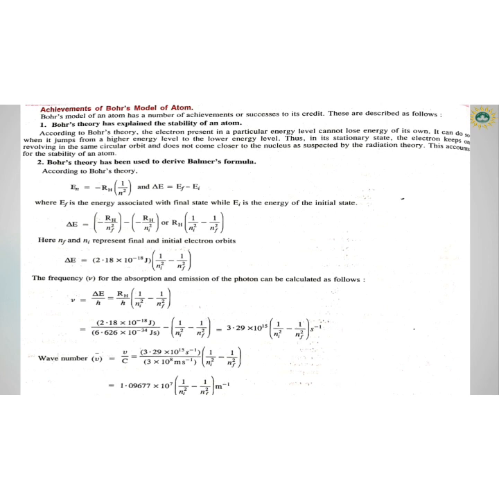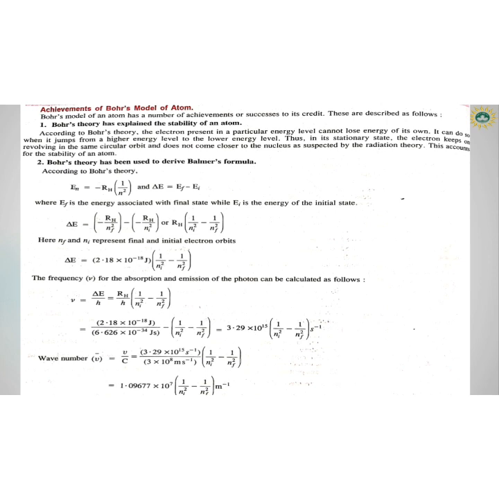Now, during the time of Bohr, in the 19th century, the first spectrograph was not actually there. There was no discovery of any spectrograph. So we could not observe the series of lines in the ultraviolet region or infrared region. Only the visible region, that is the Balmer series, was actually observed. That's why Bohr's theory was used to derive Balmer's theory.